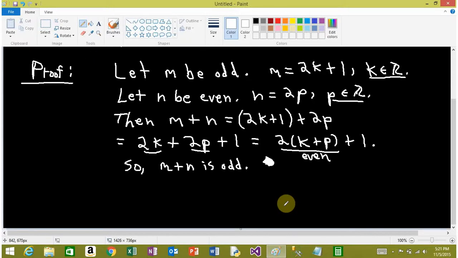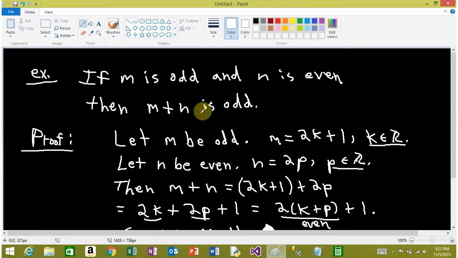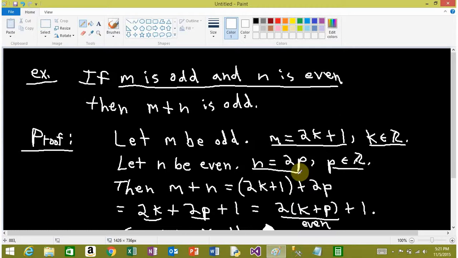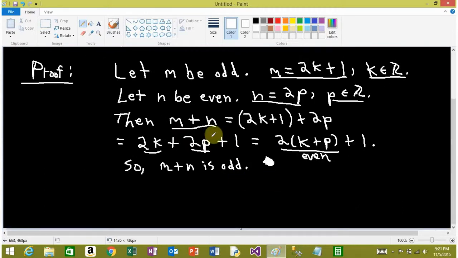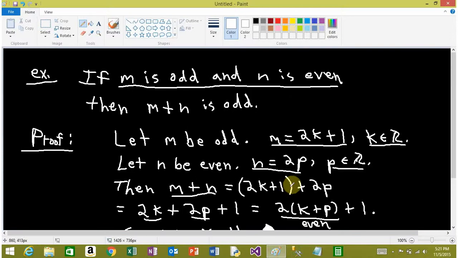Okay, great. So all we did was assume that the antecedent, m is odd and n is even, is true. Then we defined what odd and even integers look like in terms of equations, added those two integers together, and used the fact that 2 times any integer is even, and if we add that to 1 we get an odd integer.